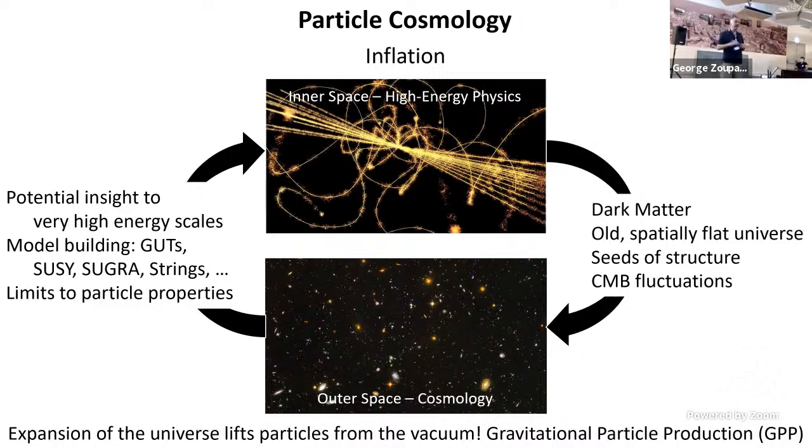And today I'm going to use an aspect of what happens in the early universe, namely that the expansion of the universe lifts particles from the vacuum, and this is known as gravitational particle production. So there are two ways that you might imagine producing new particles. One is the brutish way of smashing things together. That's what they do at the LHC. Or the refined way of using the expansion of the universe to produce new particles and study what happens.